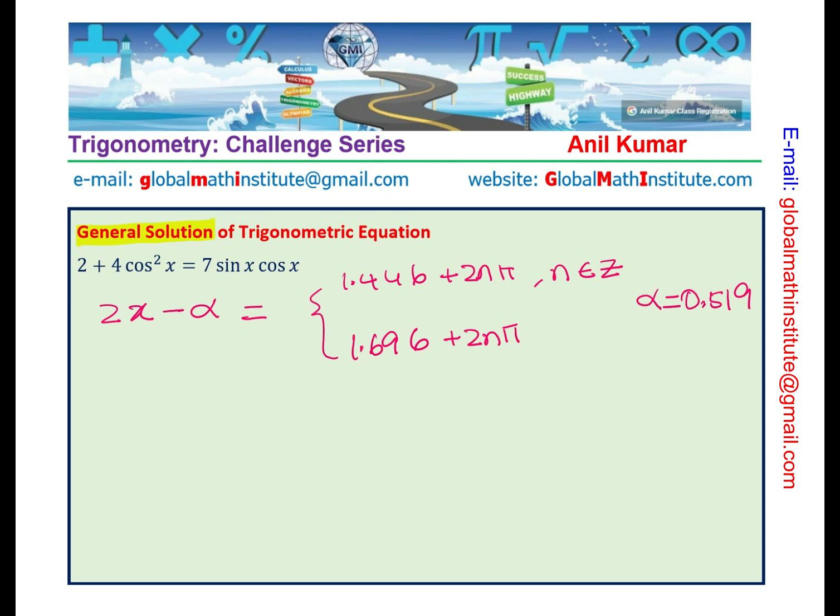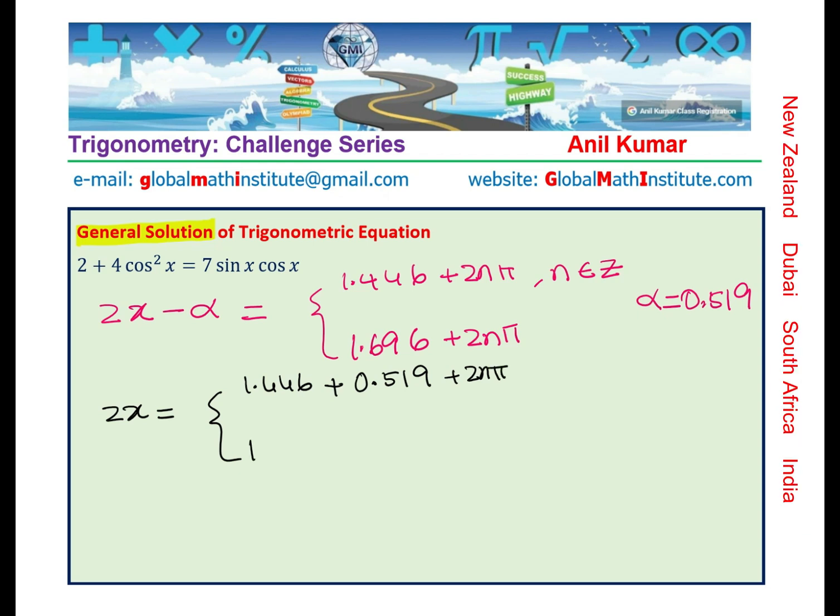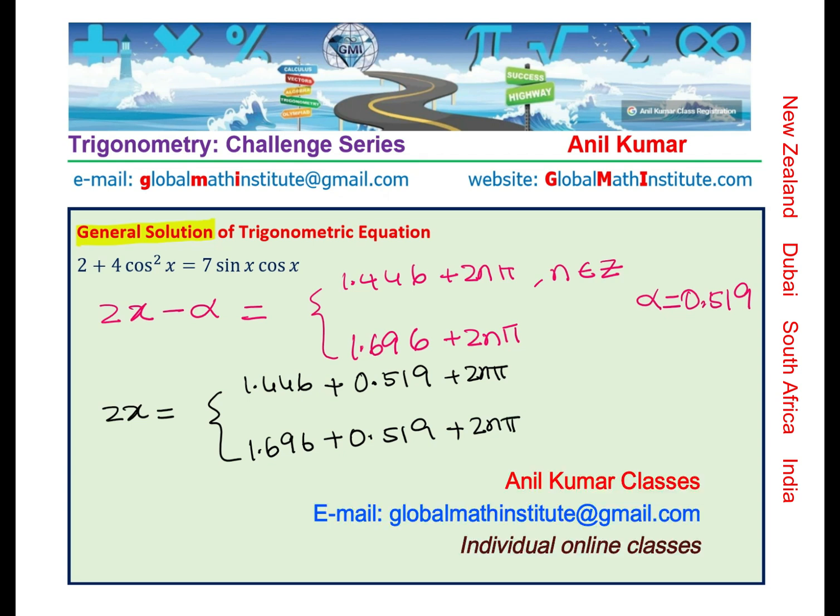So we can use the value of alpha and then find the value of x, which we need to find, right? So 2x is equal to 1.446 plus alpha, which is 0.519, and the general solution, which is 2n pi. And the other one is 1.696 plus 0.519 plus 2n pi. Makes sense, right? So now we can find the value of x, right? So x will be dividing those things by 2.